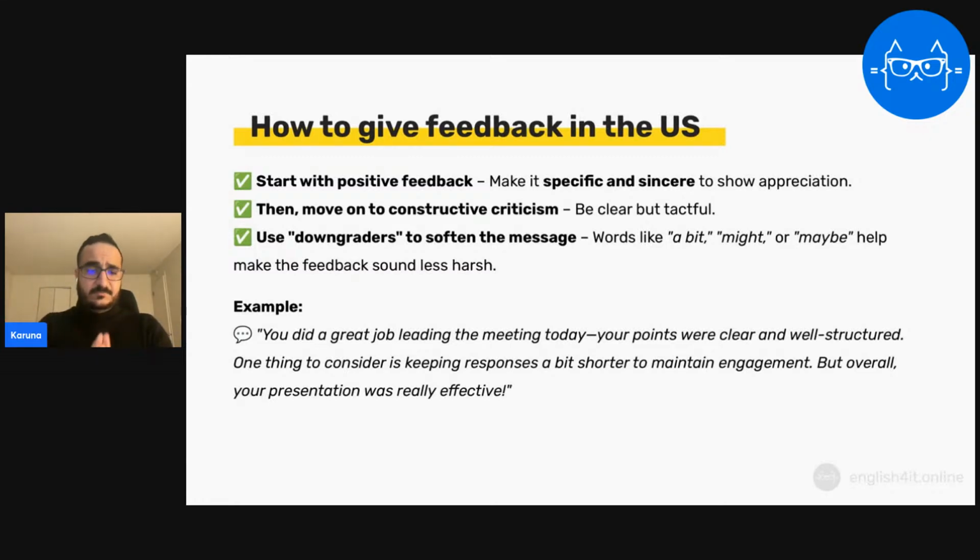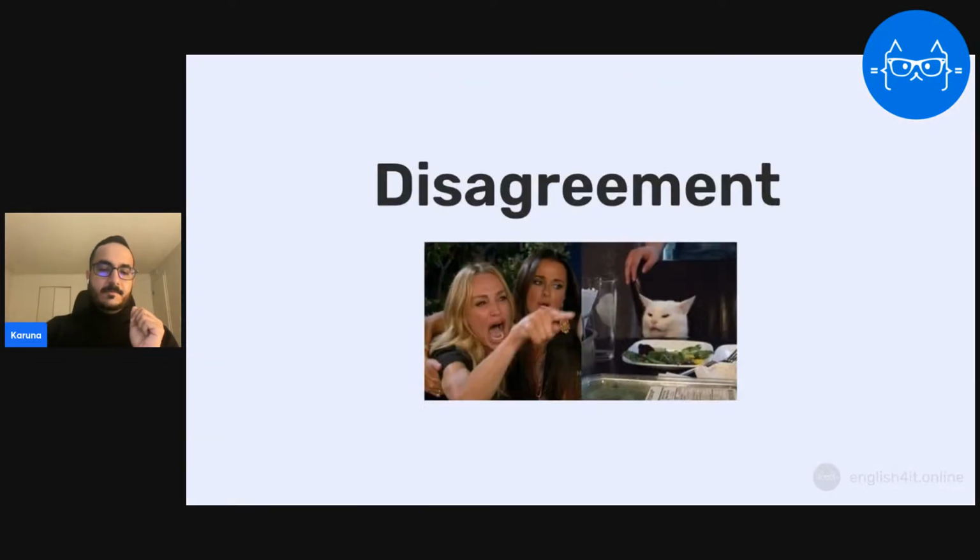Or words that reduce the severity of what's being described. For example, you did a great job leading the meeting today. Your points were clear and well structured. However, one thing to consider that's very, very light is keeping your responses a bit shorter. That's the use of a downgrader to maintain engagement. But overall, your presentation was really effective, right? So you're sandwiching the feedback by stating what the person did well, what they can improve, and making them feel good with overall you're doing a good job.